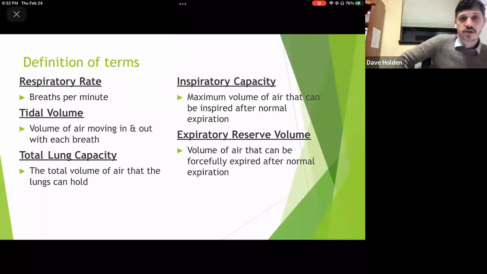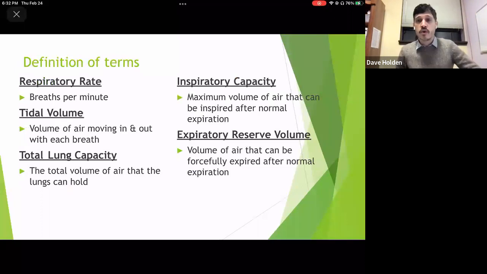All right, so several terms that we would talk about. Respiratory rate. I will give you 5 guesses what we think we mean by respiratory rate. It is the number of breaths per minute. Usually we take about 20 breaths a minute. 20 breaths per minute is a fairly average number.